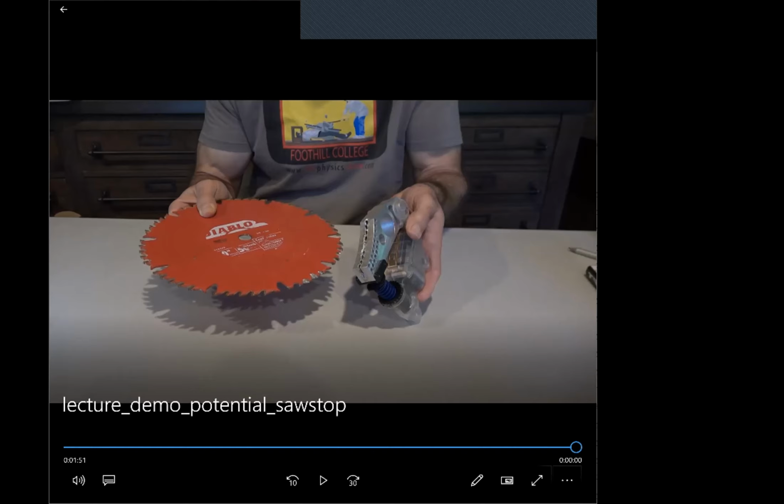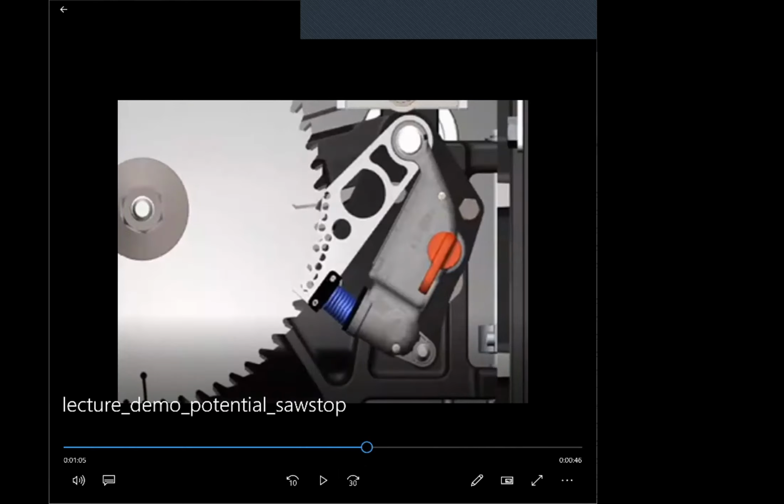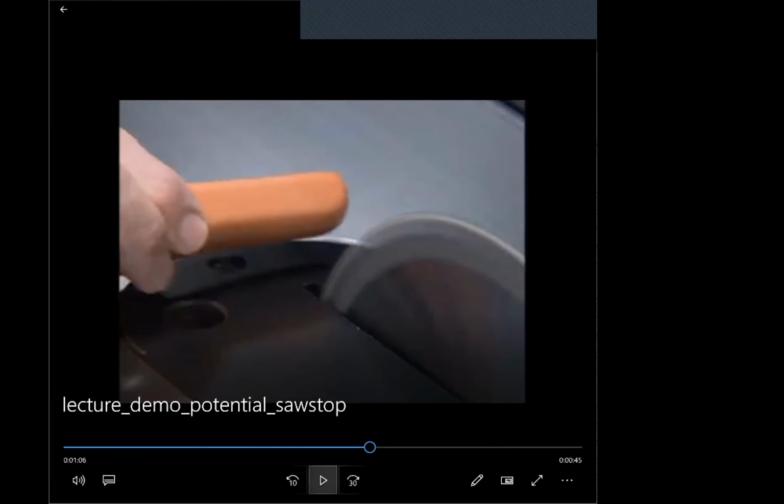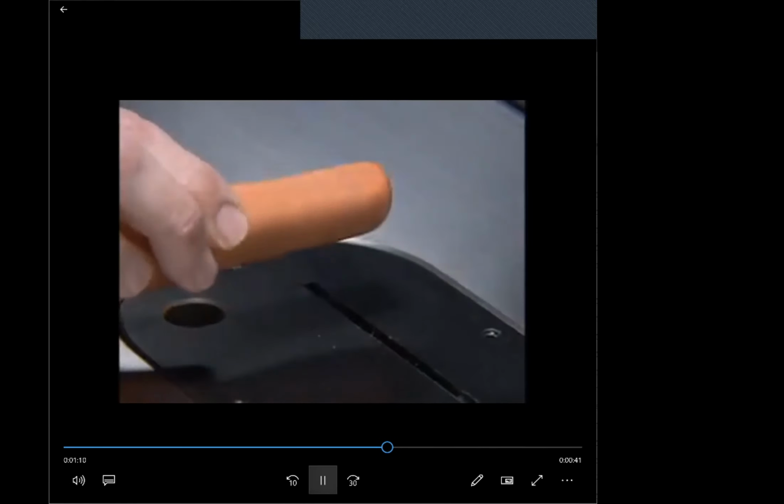Okay, that's pretty cool. I have a question for you. What happened to the blade? Once more in slow motion. The blade retracted. Why is that? And again in regular speed.